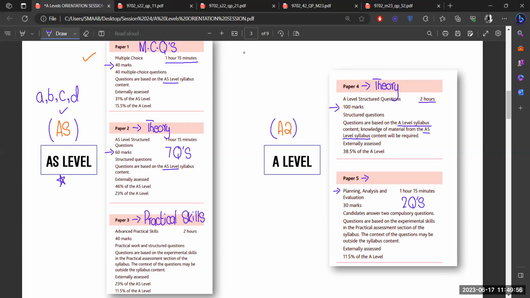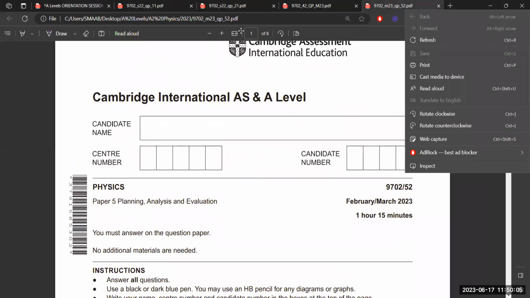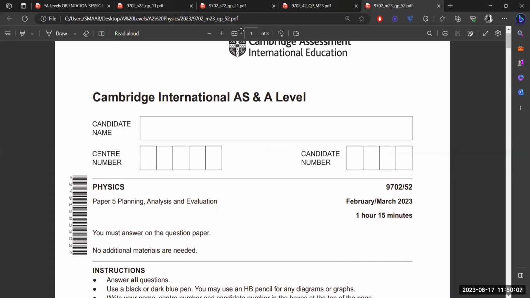This is not a practical exam. This is your theoretical exam. But the pattern is something different. The pattern will be like this. Let's suppose this is your P5, and this is the time of 1 hour 15 minutes for your P5.